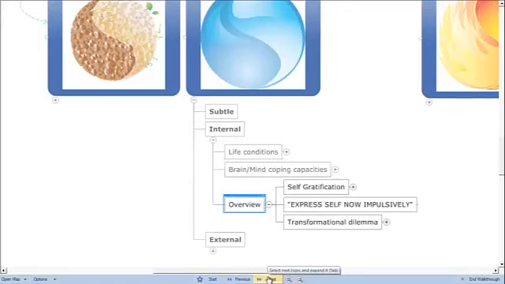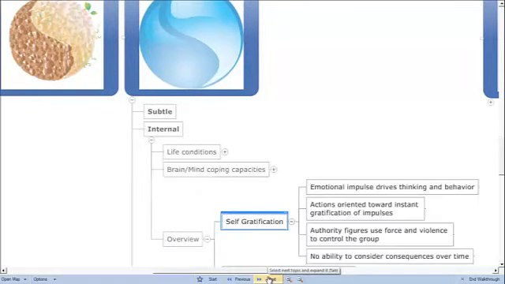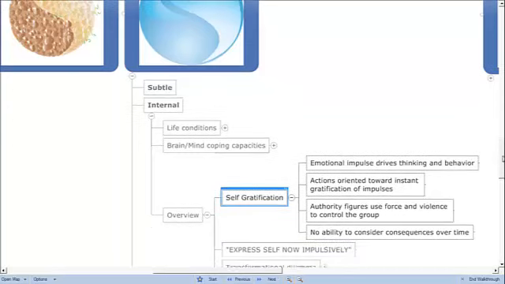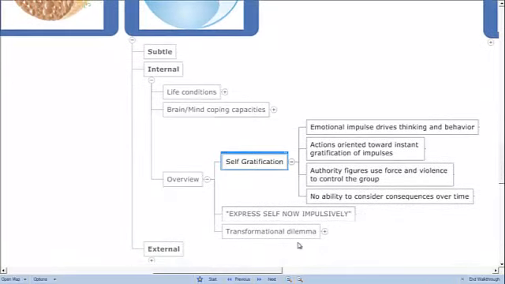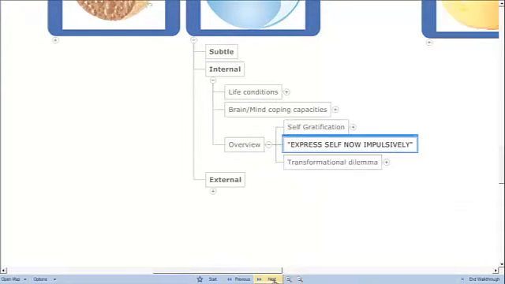Water Internal is generally characterized by self-gratification. Emotional impulses drive thinking and behavior. Actions are oriented towards instant gratification of impulses. And at this level, authority figures use force and violence to control the group. Also at this level, there's no ability to consider consequences over time. So the mission statement or motto of Water Internal is to express self now impulsively.